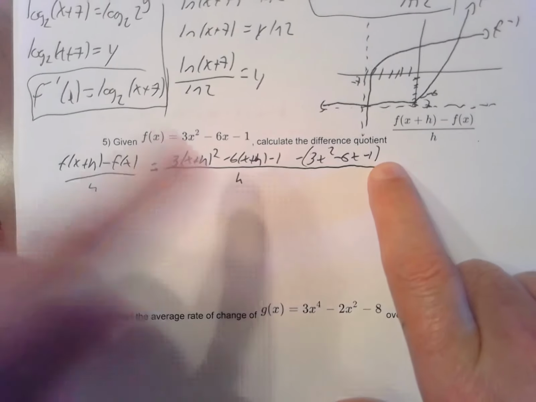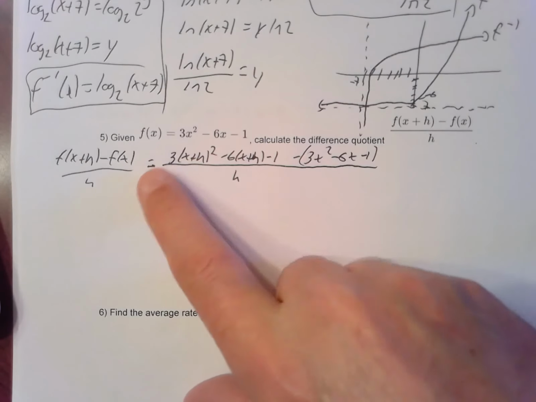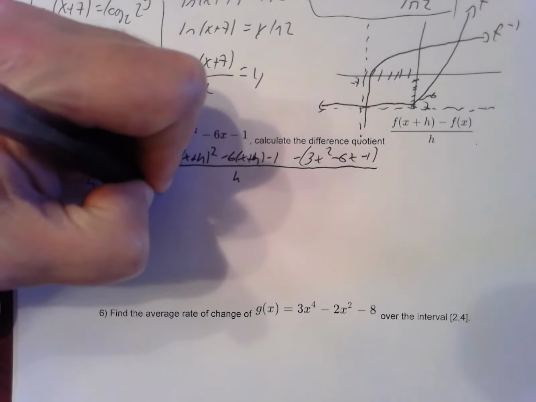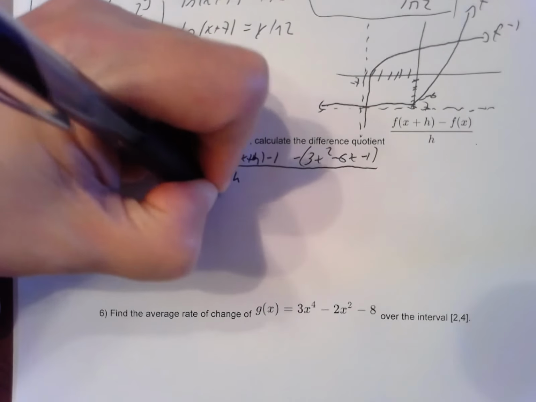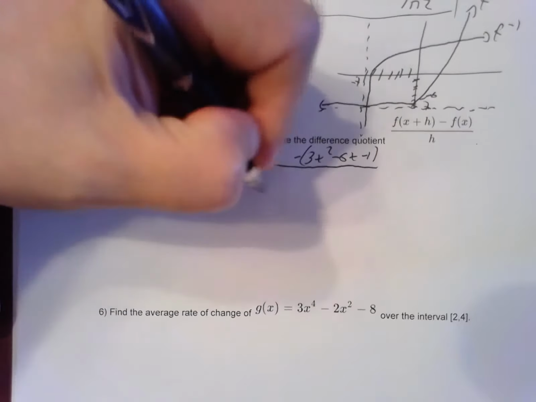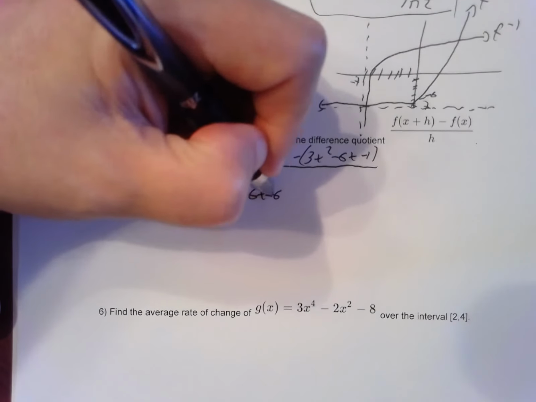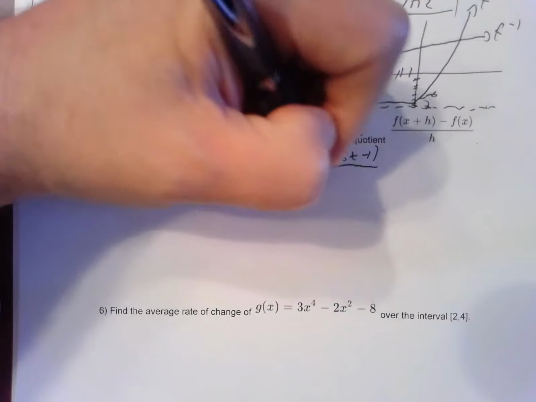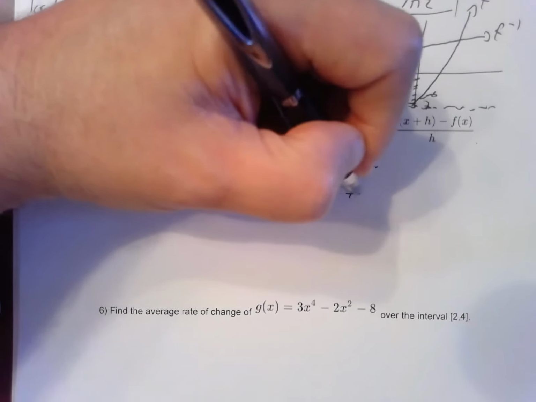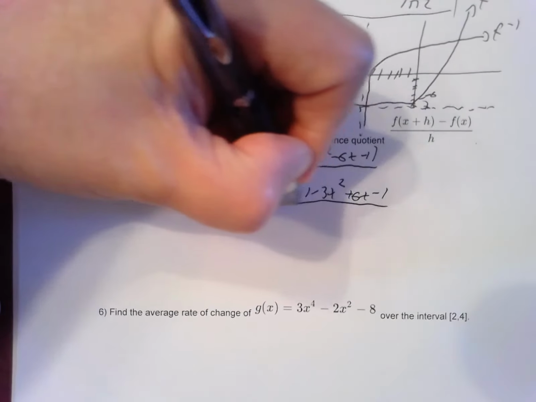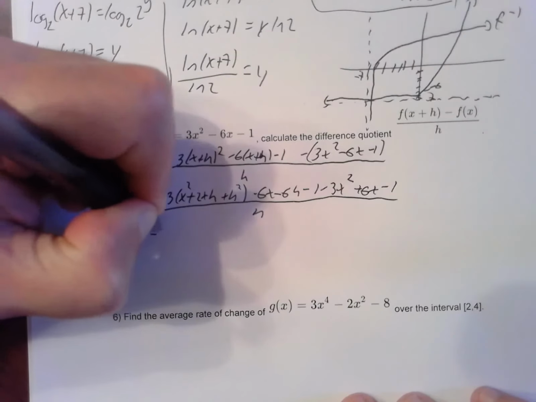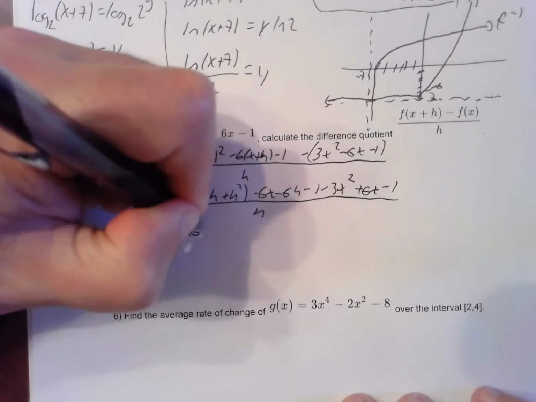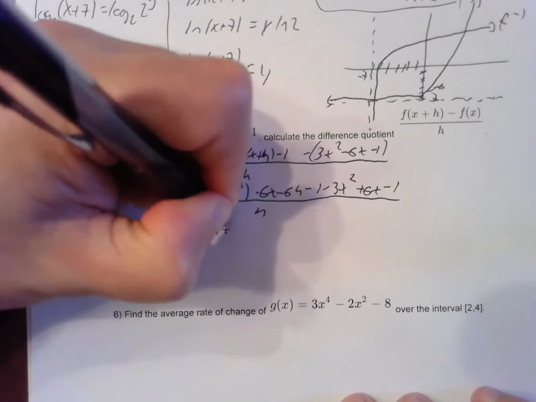x plus h squared, order of operations. I have to do that before I distribute in this 3. So that will be 3 x squared plus 2xh plus h squared. And go ahead and do all the other distributing. Minus 6x minus 6h minus 1 minus 3x squared plus 6x minus 1 all over h. Distributed the minus 2. Okay, this would be 3x squared plus 6xh plus 3h squared.